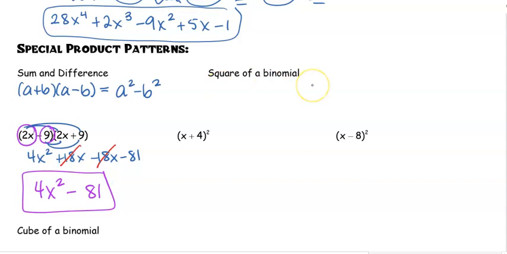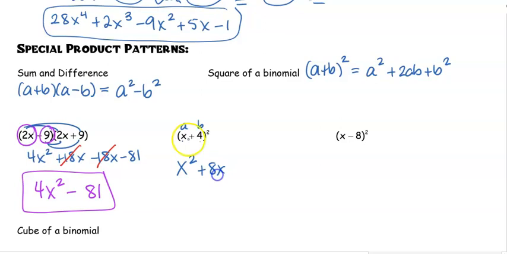Another shortcut is a square of a binomial. So if it's a plus b quantity squared, that is your a squared plus 2ab plus b squared. So here it's your a, your b, so your a squared. A times b is 4x, but double that, so that's 8x. And then square your b to get 16.